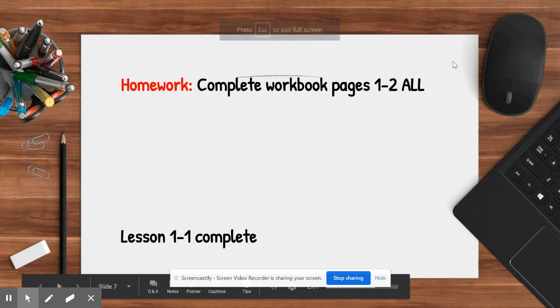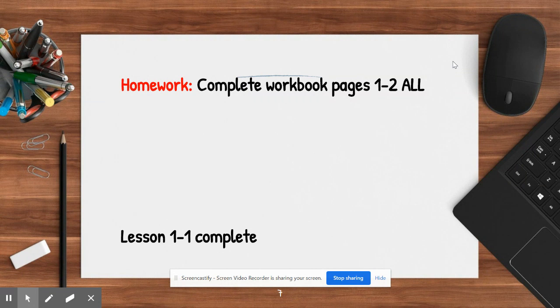All right, so the last time we were together, this was your assignment that you had to do. If you notice at the very bottom, it says lesson 1-1 complete. That means we have officially finished the very first lesson in chapter 1. I'm just going to be honest, it took us a little too long to get through that.